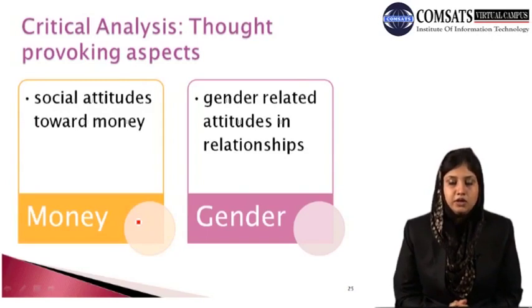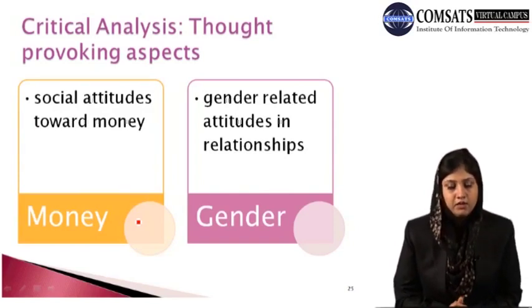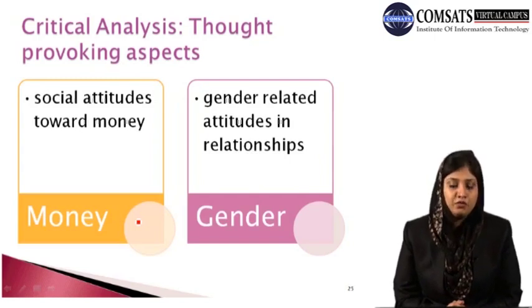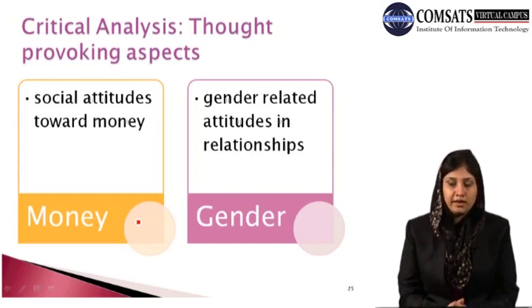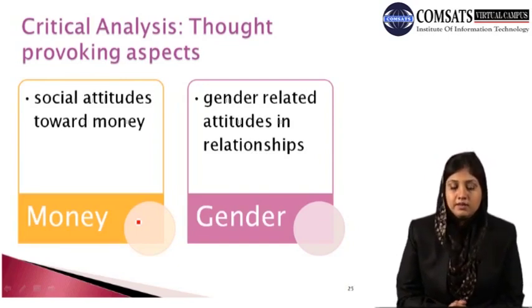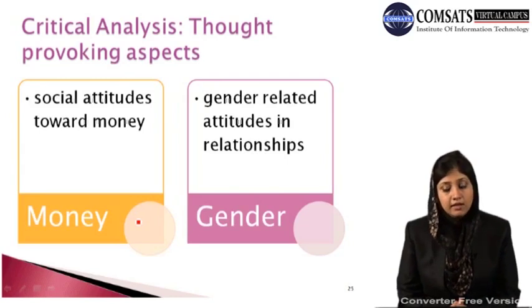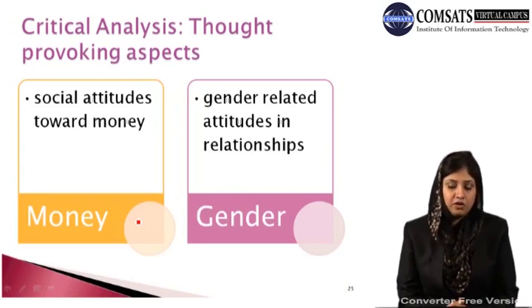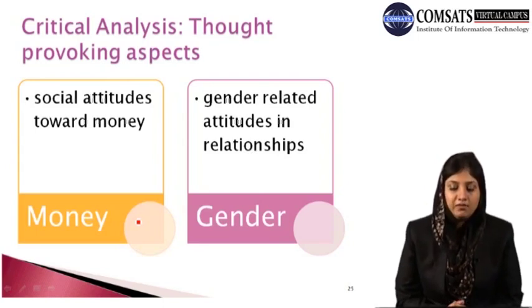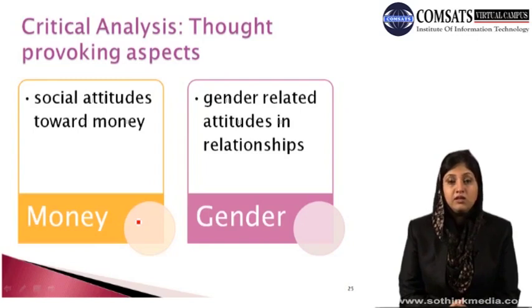Okay, after having our talk regarding symbols and the symbolic use of literary devices in A Doll's House by Henrik Ibsen, we are moving on to another dimension of critical analysis, that is, the thought-provoking aspects that Ibsen brings out in the text. We will discuss two of them in today's lecture. One is money and the other is gender segregation. Regarding money, we will discuss, do we have any typical social attitudes toward money? And gender segregation poses the question, do we have gender-related specific attitudes in relationships? Particularly here we are discussing the institution of marriage.